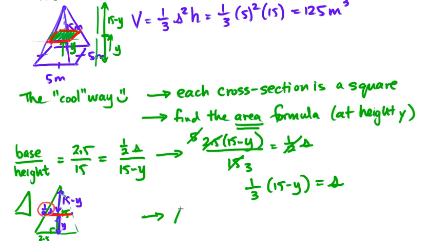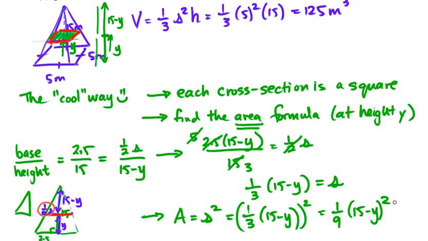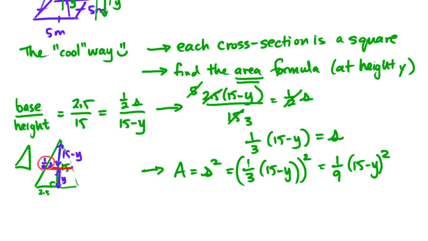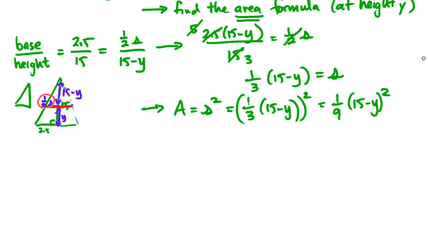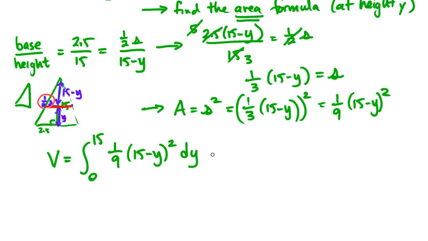And this is a square, so the area is s squared, and in this case that's 1/3 times (15 minus y) all squared, which is 1/9 times (15 minus y) squared. Now, why I need that is because I'm now going to do an integration, and when I do my volume, I'm going to do an integral of my heights. So I started at 0 and I went all the way up to 15, and then I need my area of a cross section, which is 1/9 times (15 minus y) all squared dy. And this formula will calculate, hopefully, to 125.